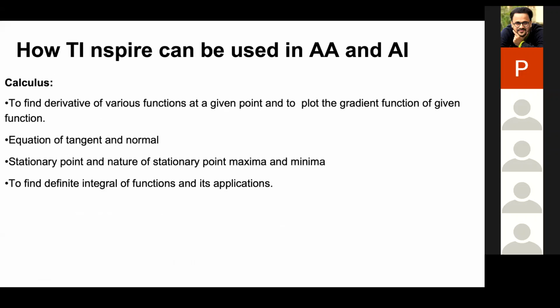Then the next thing here is calculus. So, to find the derivative of various functions at a given point and to plot the gradient function of the given function, then the equation of tangent and normal, stationary point, nature of stationary point, whether maxima or minima, and to find the definite integral of the function and its application.